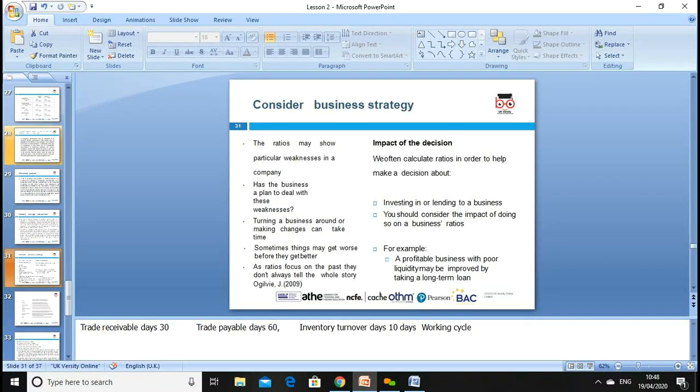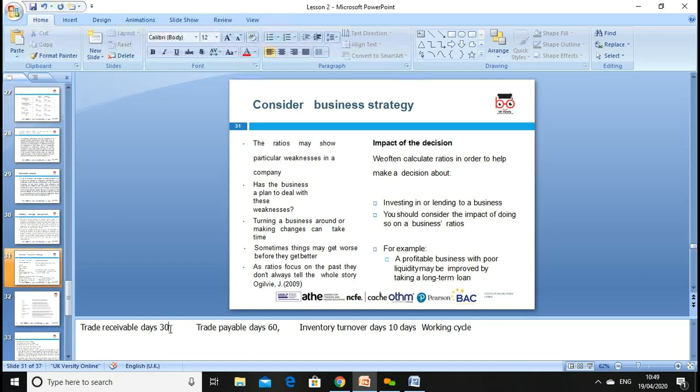Okay. Next, we look here at considering the business strategy. Based on the ratios you can find what the business strategy is. The ratios may show you a particular weakness of the company. Has the business a plan to deal with these weaknesses? So you need to look at what strategy they will draw. Turning the business around and making changes can take time. You need to think about what is happening in the industry. Is it a declining state or growth state? Like in the UK, highly likely the construction industry will go up after this coronavirus. So we need to think about those.